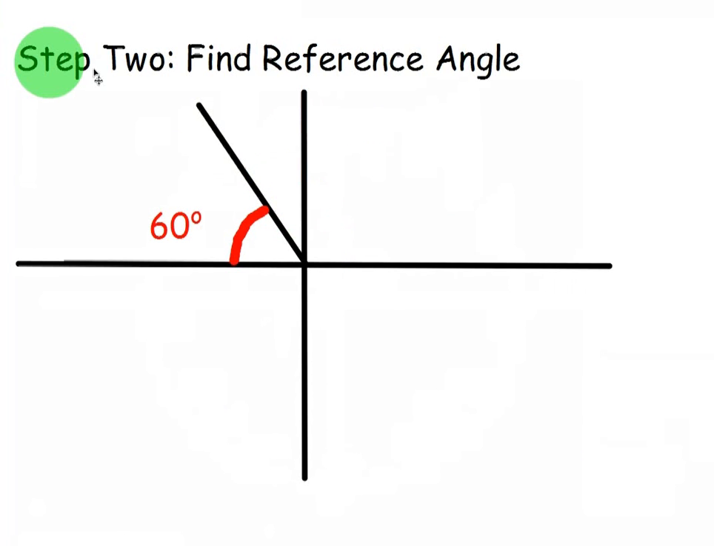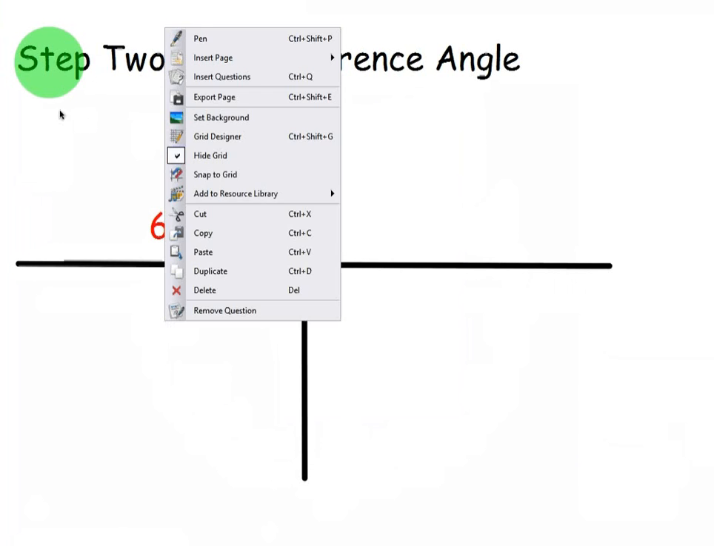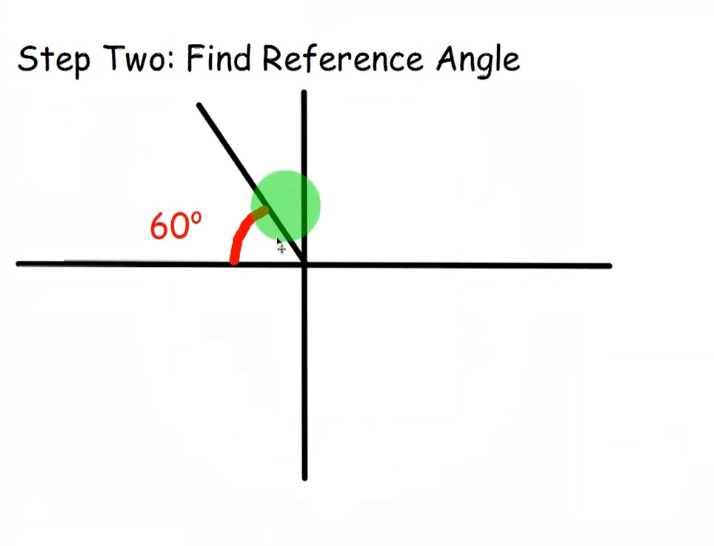The next thing you're going to do is find your reference angle. The reference angle is just the shortest angle to the x-axis. So in this particular case, here's our 120 degree angle, but we're really just 60 degrees from this straight line, which is 180. So just keep in mind what your reference angle is. In this case it's 60.